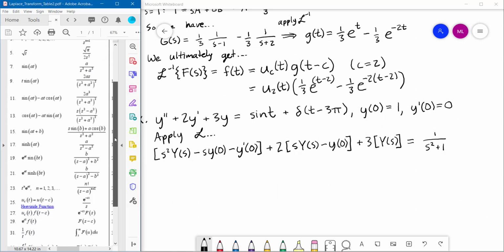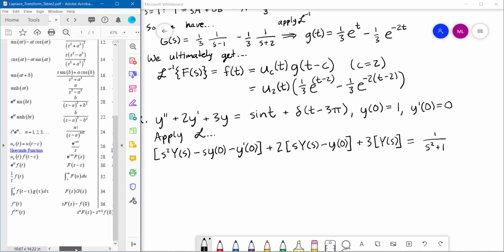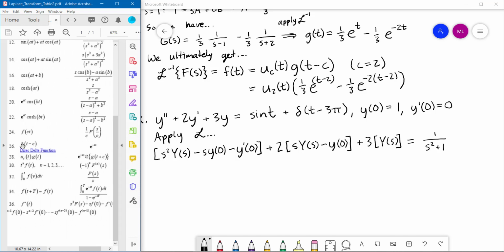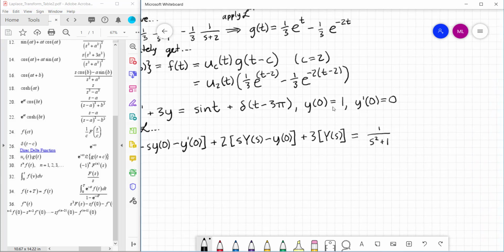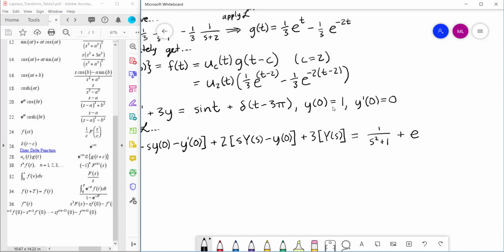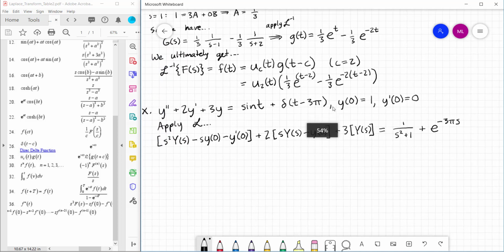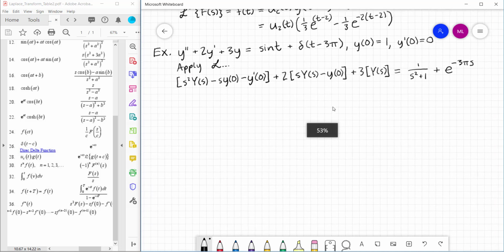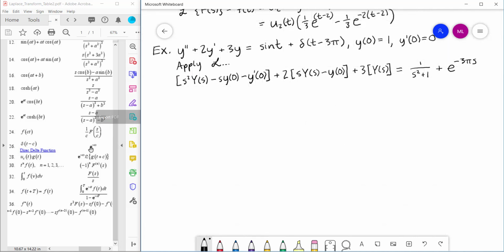If we come back down to where the delta function shows up, it's in the second column. Here it is. We're simply going to get e to the negative cs, where c is whatever shift we've just done. In this case, our value of c is 3 pi. So from this, we're going to get plus e to the negative 3 pi s. So that's what this whole thing transforms to. There's our result after applying the Laplace transform to the whole thing.